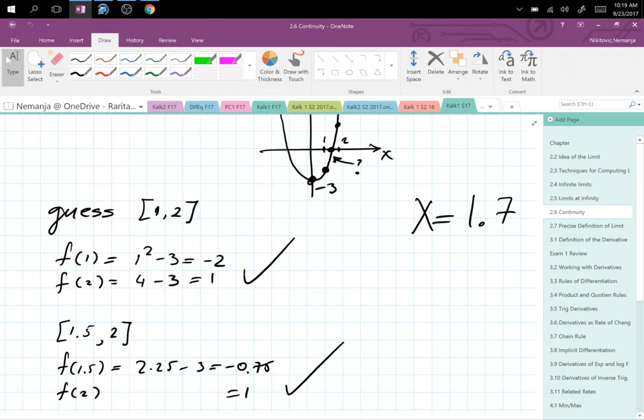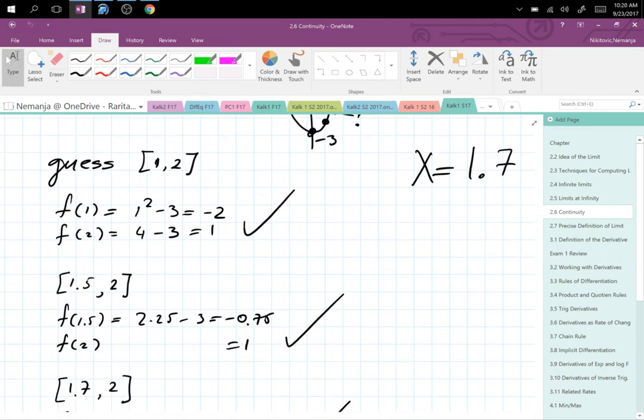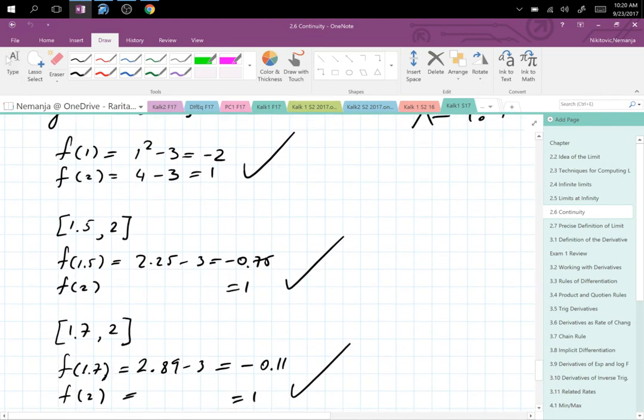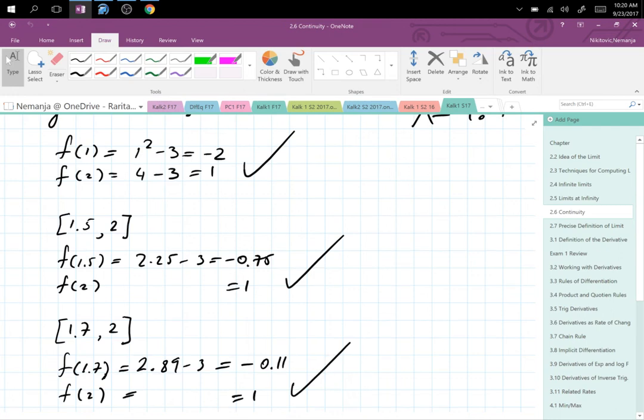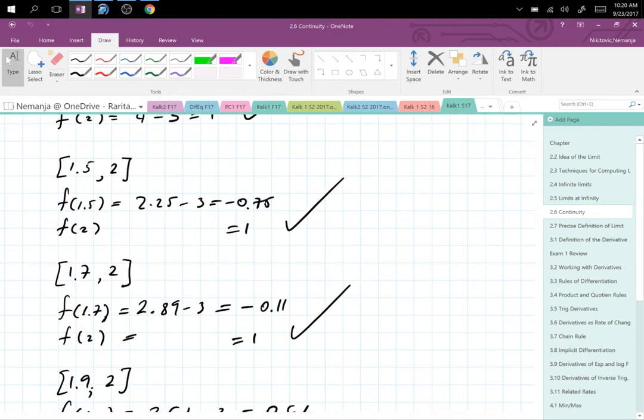So I cut my guess interval in half. Then I said, all right, let me replace 1.5 with 1.7. I computed both, and I still get the negative and the positive, which means that the result is definitely between 1.5 and 1.7. And then I said, well, let me try 1.9. Because I went from 1 to 1.5, it was good, to 1.7, it was good. So let me try 1.9. You see why I'm trying 1.9?